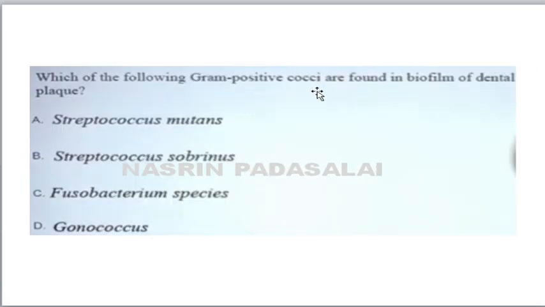Next, which of the gram-positive cocci are involved in biofilm of dental plaque? So they are asking about gram-positive cocci only. Generally, the biofilm in dental plaque is caused by Streptococcus and other species like Fusobacterium and Actinobacter. So these are anaerobic, but here they are speaking about gram-positive. If you take Fusobacterium and Gonococcus, they are gram-negative bacteria. Gonococcus is nothing but Neisseria gonorrhoeae. Okay, and the correct option is Streptococcus species, that is Streptococcus mutans and Streptococcus pyogenes. Both belong to gram-positive bacteria.